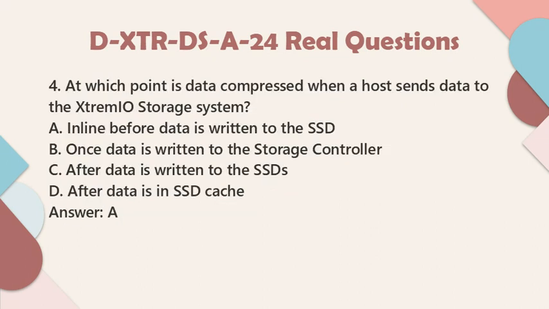4. At which point is data compressed when a host sends data to the XtremIO storage system? A. Inline before data is written to the SSD. B. Once data is written to the storage controller. C. After data is written to the SSDs. D. After data is in SSD cache. Answer: A.